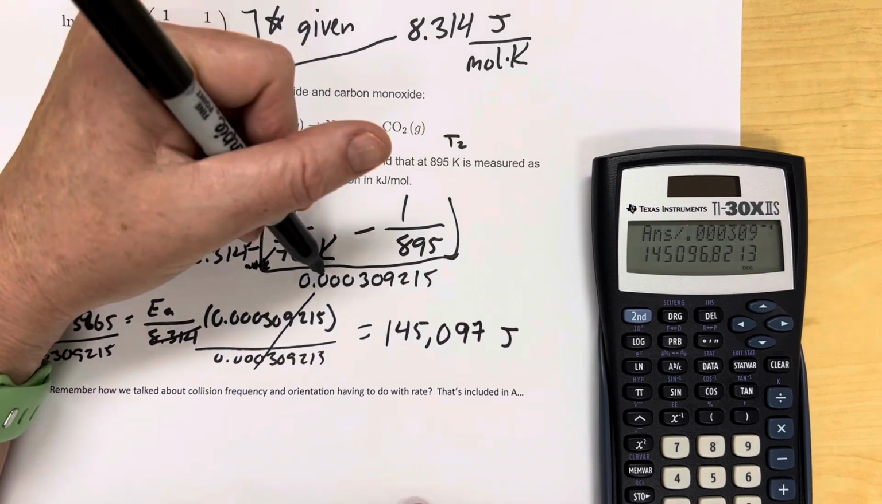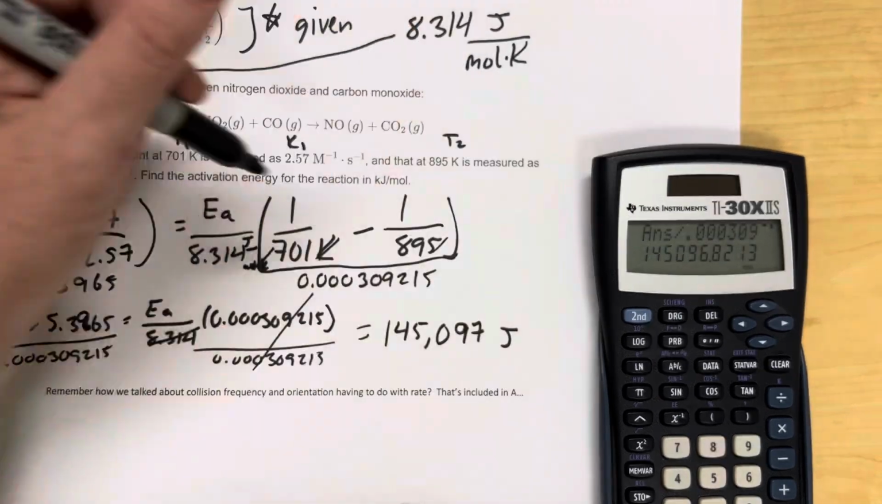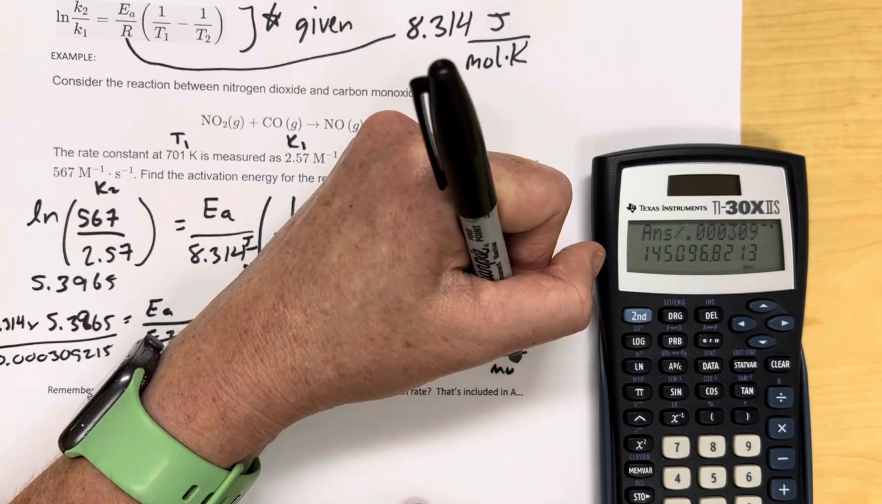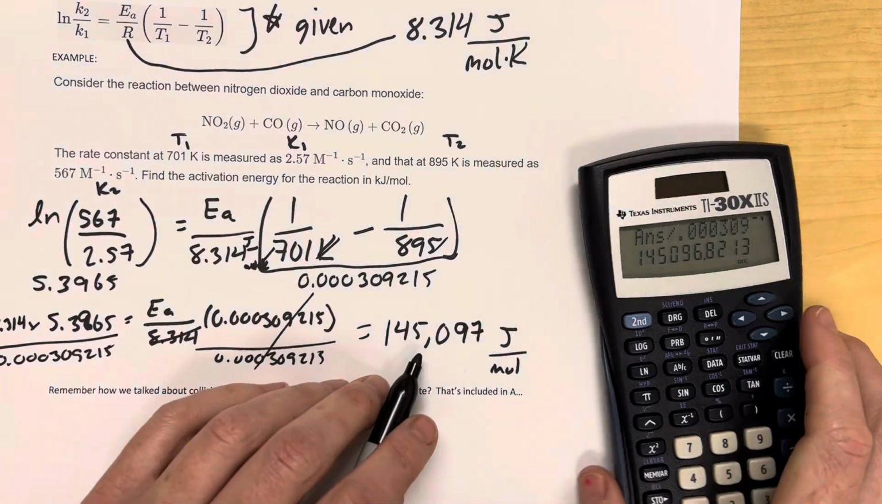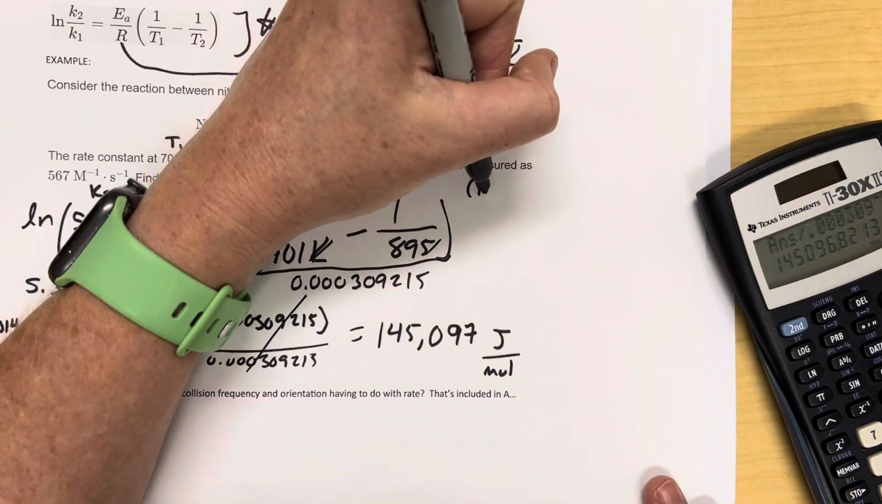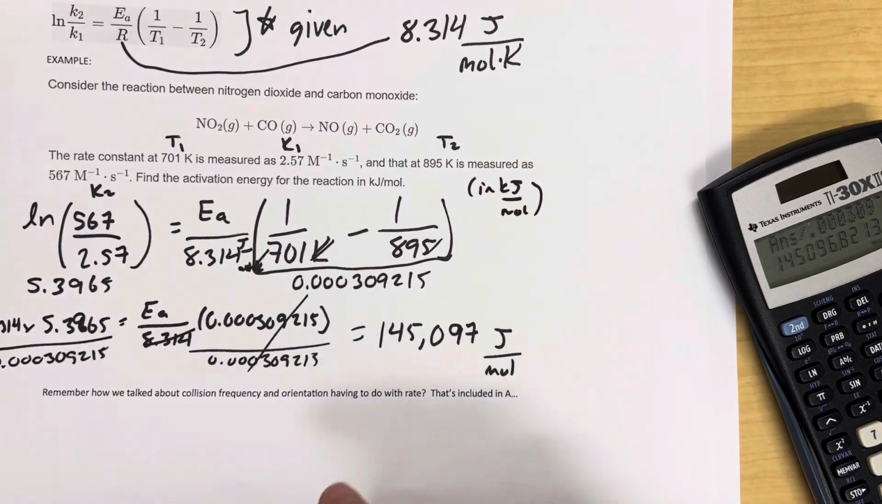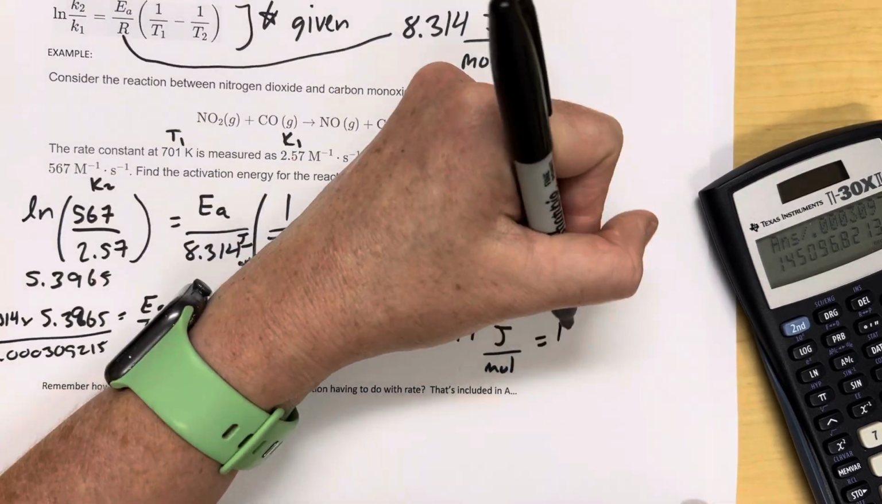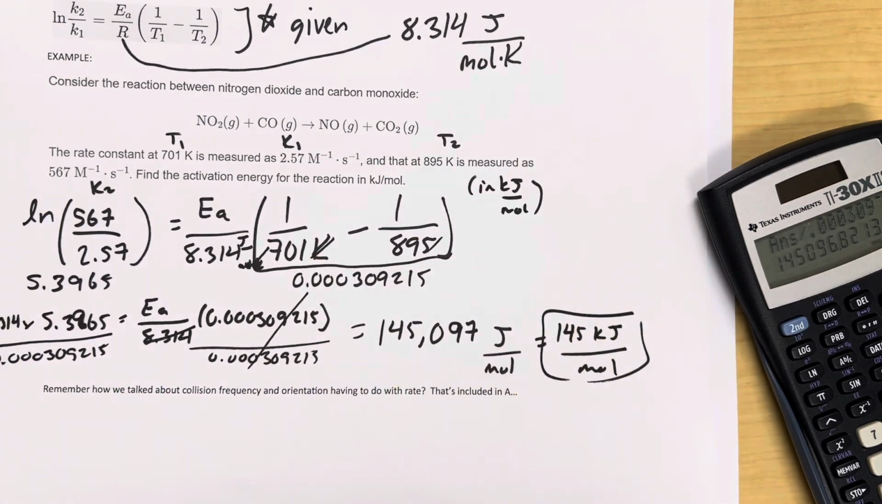The reason I knew it was joules was because this was joule per mole Kelvin, which cancels out with the Kelvins that come from here. And the mole did not cancel, just kidding. This is going to be per mole. Oftentimes we want it in kilojoules per mole, and I feel like that question should have asked for that. But usually if you're getting a number that's like 100,000 or above, you're going to want to put it in kilojoules. That would just be 145 kilojoules per mole. And that would be our answer.